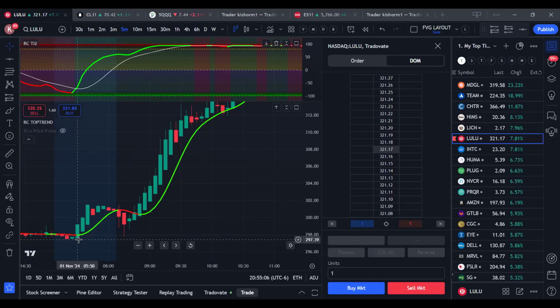Right? Here you got a buy. It goes up. Now you have your day trading or scalping cloud. Let me open.